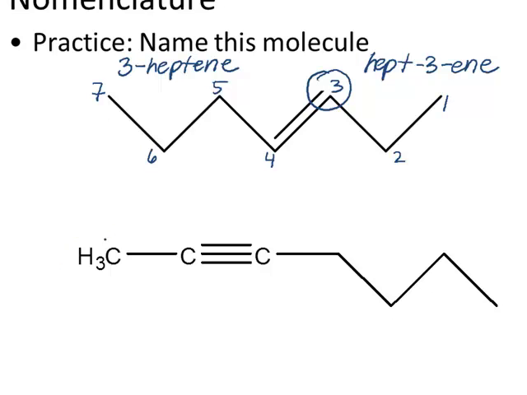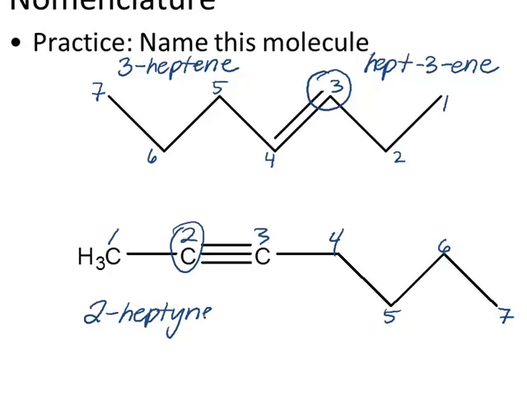To get the correct name for this molecule, I would choose to number from the left side. And I notice that again I'm dealing with 7 carbons. The triple bond starts on the 2nd carbon. So when I name this, it'll be similar to what I did above, but now I'm dealing with a different suffix. So the 2 correct ways to name this would be to call this 2-heptyne, or we could also call this hept-2-yne.